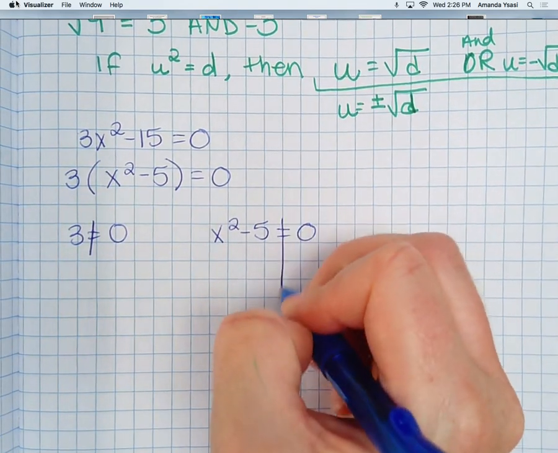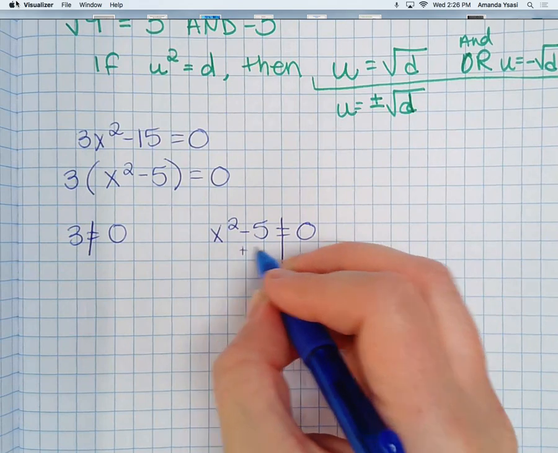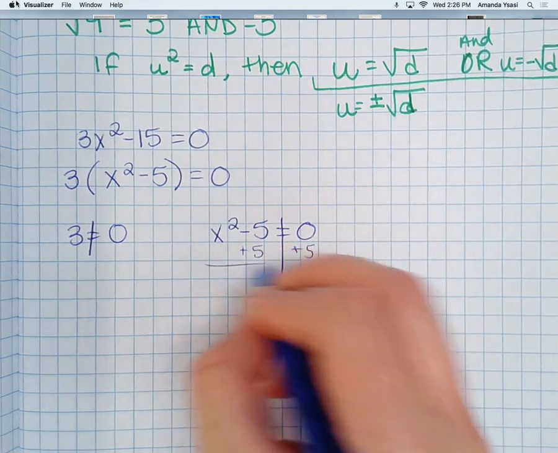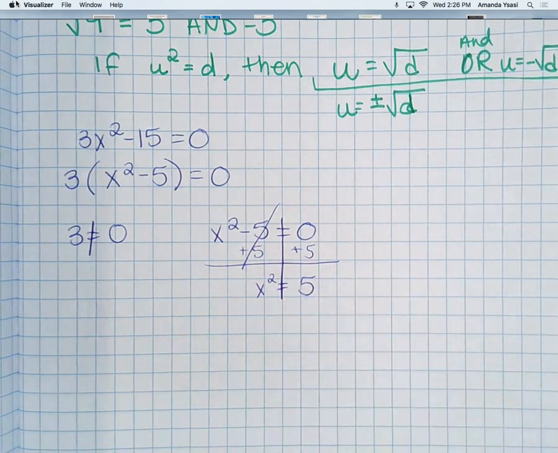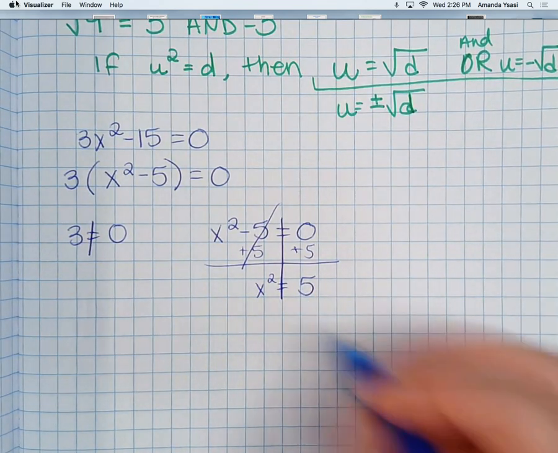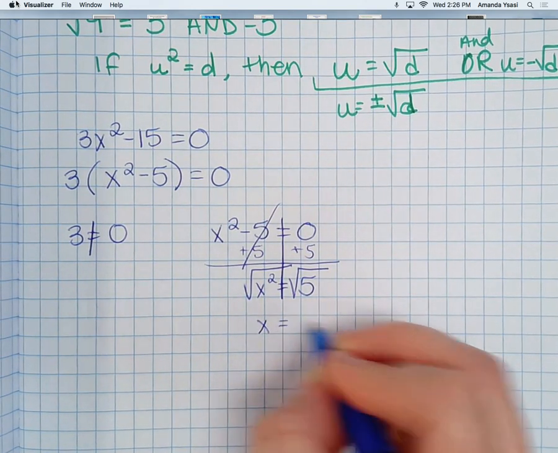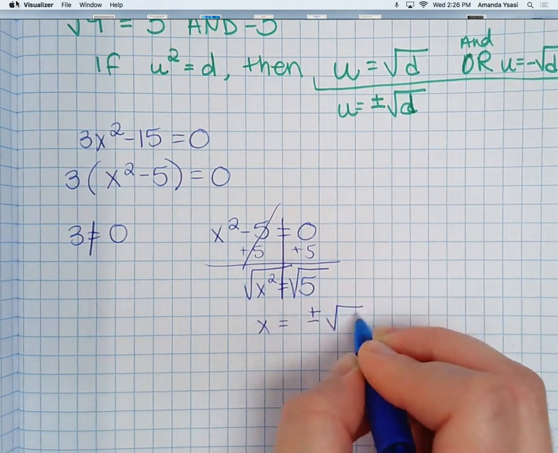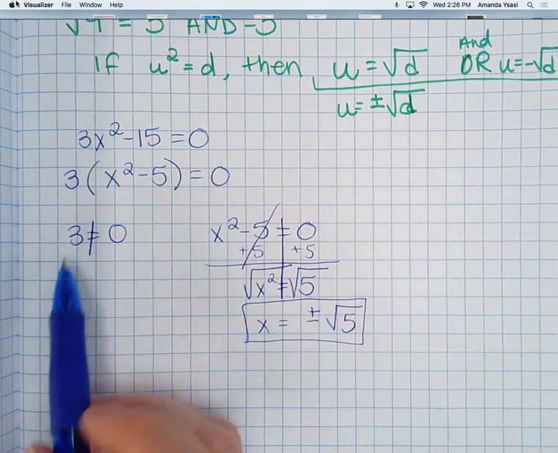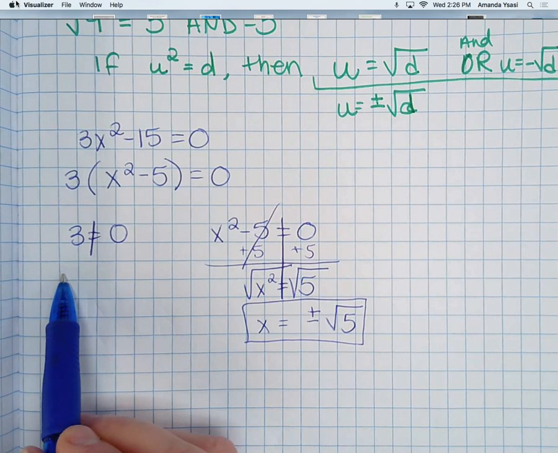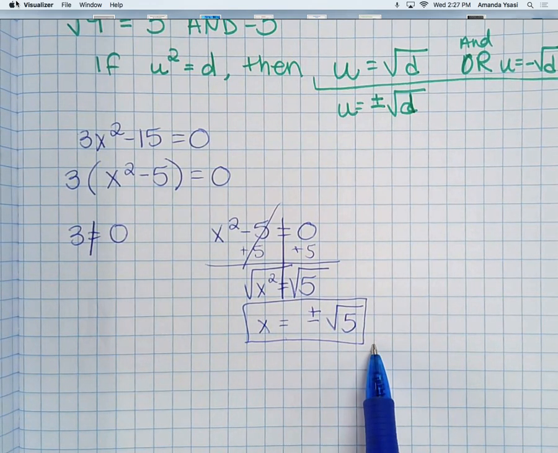So then we would solve this by adding 5 to both sides. We get x squared equals 5. Do the opposite of squaring something, take the square root. So that means x equals plus or minus the square root of 5. So see how this is not a solution, but this is. So we still have two solutions.